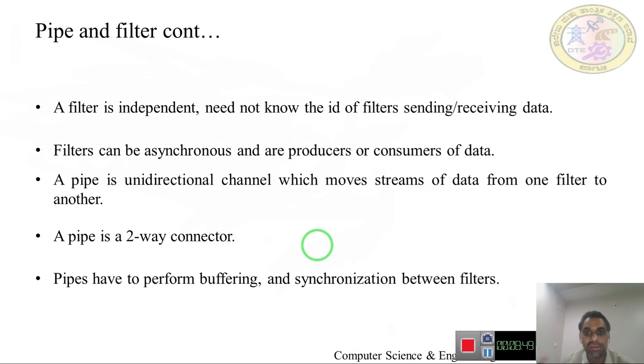Then pipes have to perform buffering and synchronization between the filters. Okay, because if excess data comes, and the speed doesn't match that of the filter, then there is a chance that the data may get lost. That is why pipes have to perform buffering and synchronization between the filters.